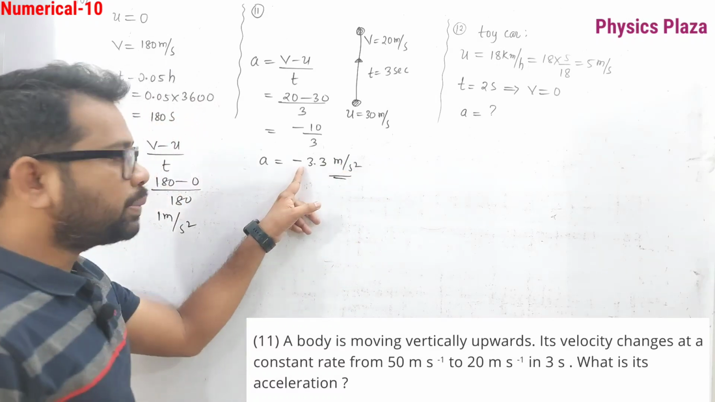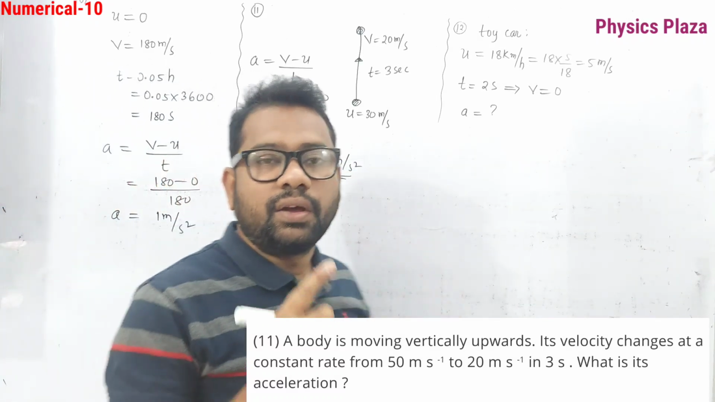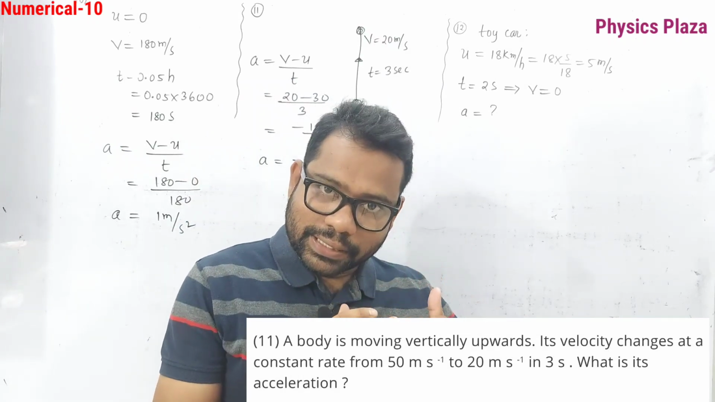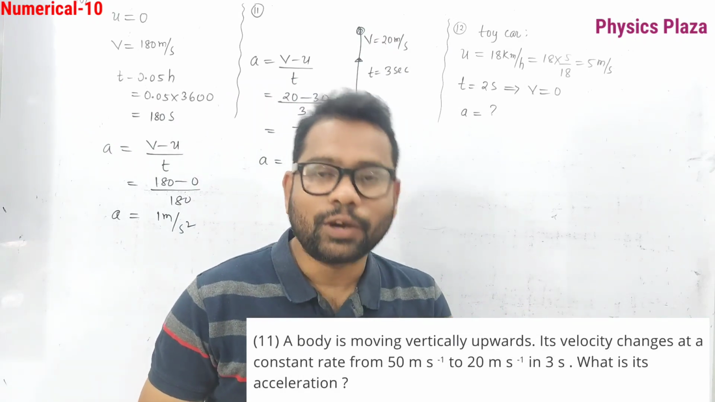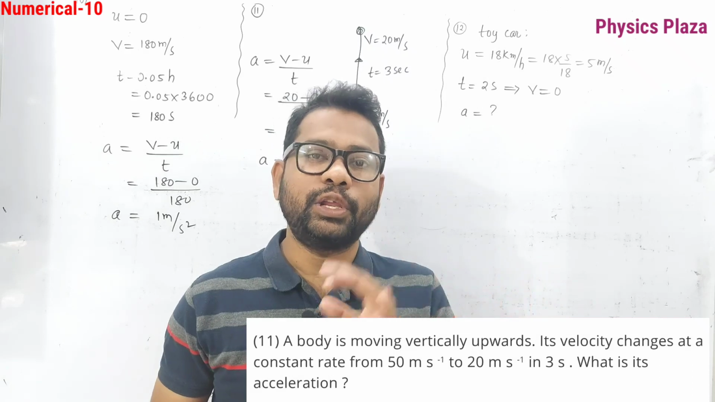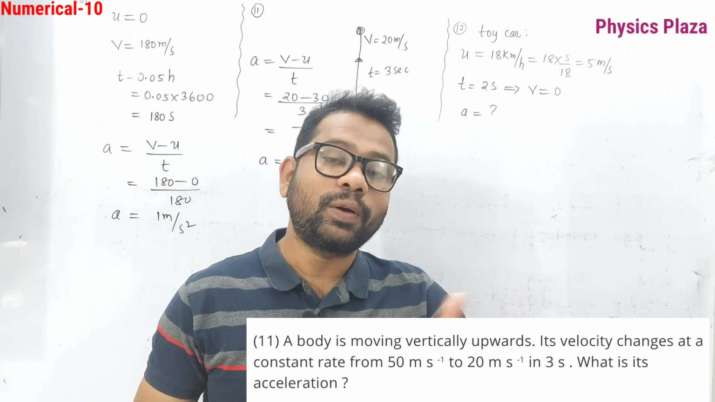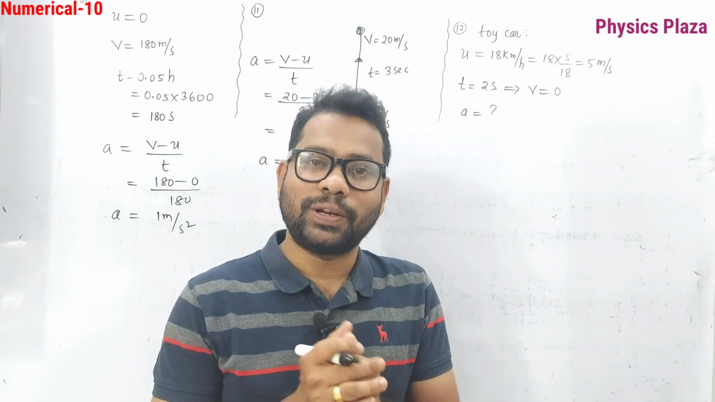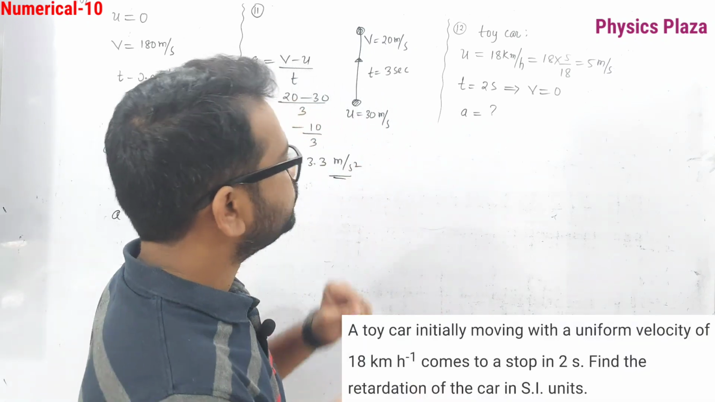So here why did we get a minus? Because the body is retarded. Whenever the body's velocity is decreasing, we can say that it is getting retarded. So we will get a minus value for acceleration. That only we can call a deceleration or retardation also. Okay, fine. Now come to the 12th question.